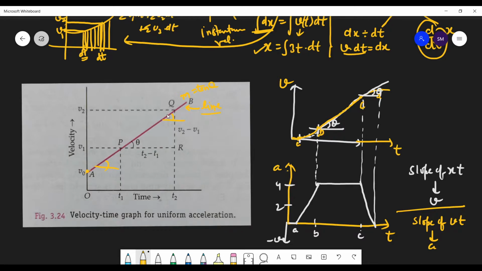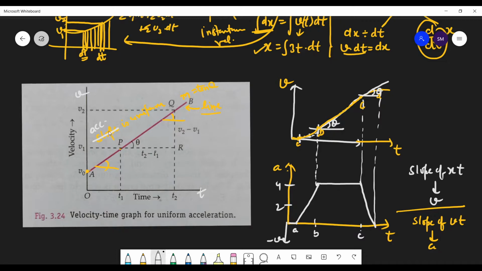So here the slope is the same. So whether you are finding the average acceleration or instantaneous acceleration, it's the same because the slope is uniform. What is the slope of a VT graph? So instead of slope, write acceleration is uniform. That's what I want to tell you.